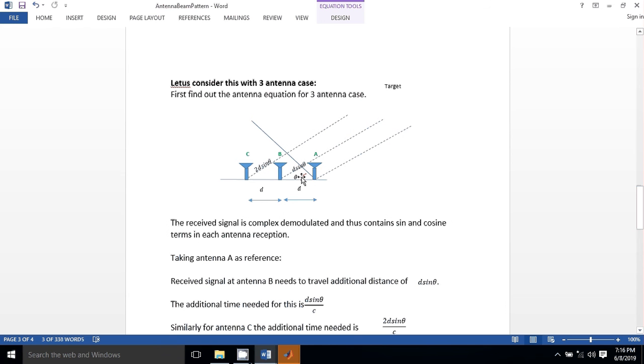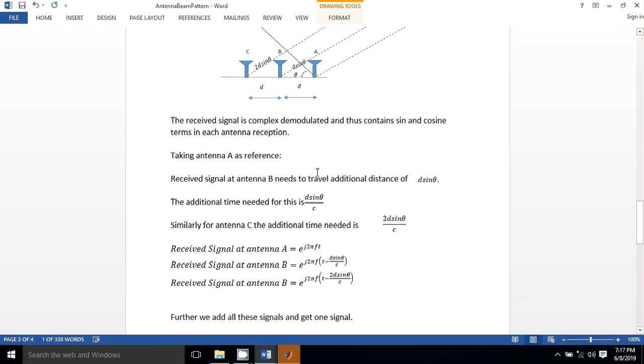As I told, this will be theta. This is the wavefront. This is the target direction. This is the signal direction. So this is d sine theta. This is 2d sine theta. Again, the separation between the antennas is d. Now further, taking antenna A as a reference, we can assume that the delay at this antenna is 0. Further, at antenna B, the additional traveling distance is d sine theta, and at this antenna, the additional traveling distance is 2d sine theta.